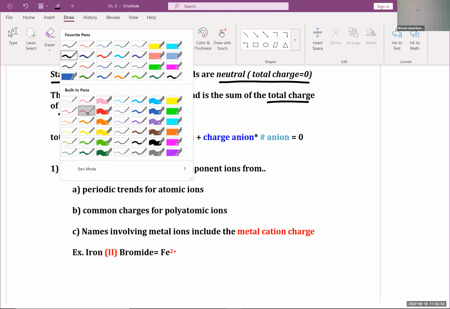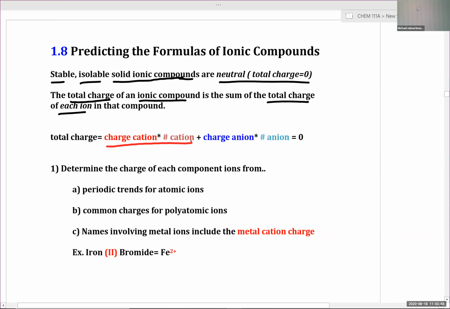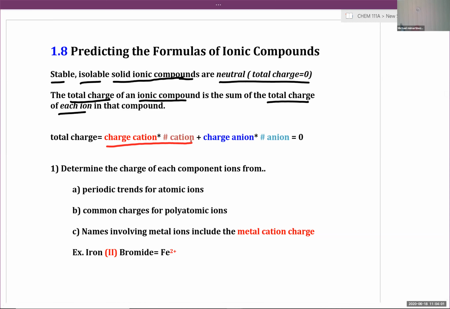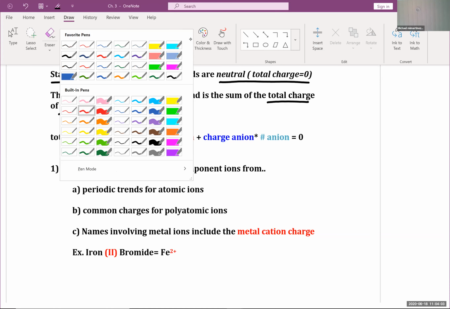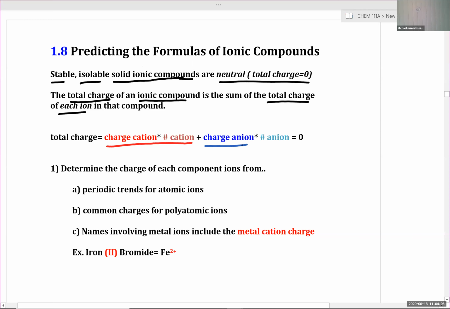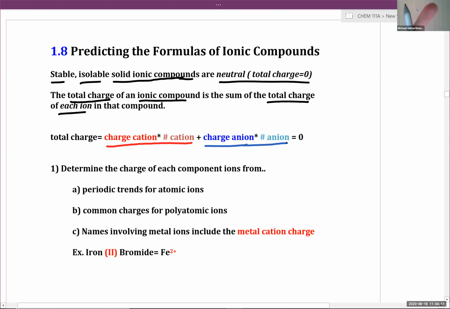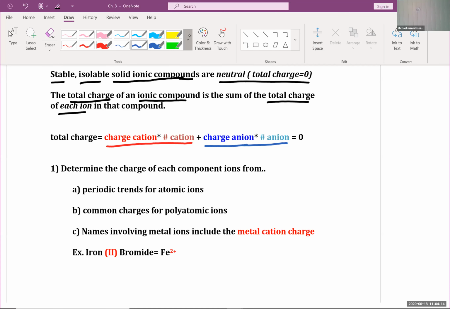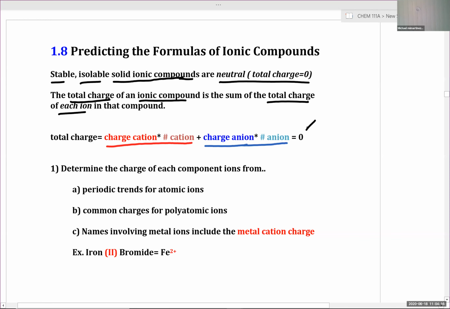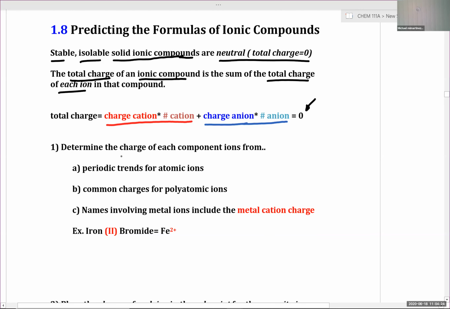For your cations, we add up the charge of each cation times the number of each cation. For our anions, we add up the charge of each anion times the number of each anion. And the total charge, and this is really important for most ionic compounds, will be 0. In order to use this equation, first we need to determine the charge of each component ion. We can do this using periodic trends.